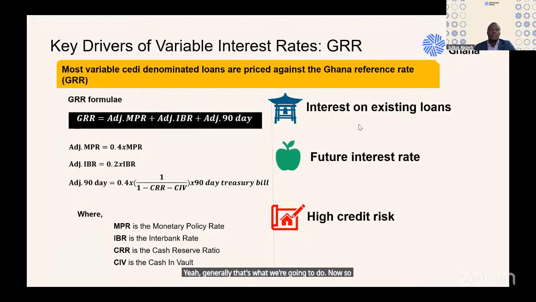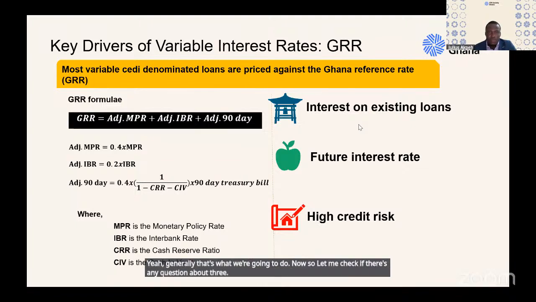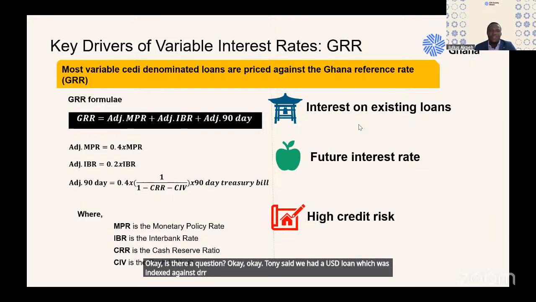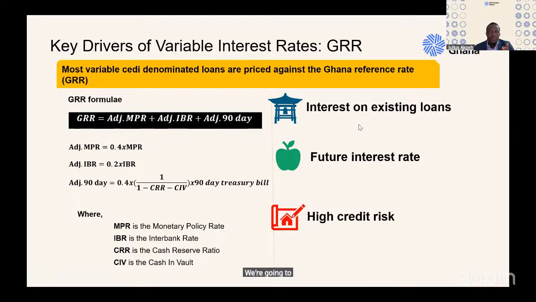Now, let me check if there's any question about three. Okay, is there a question? Okay. Tony said we had a USD loan which was indexed against GRR. Do you think it was a fair arrangement? A USD loan indexed against GRR, how? Because the GRR rate itself is a cedi rate. Think about it.